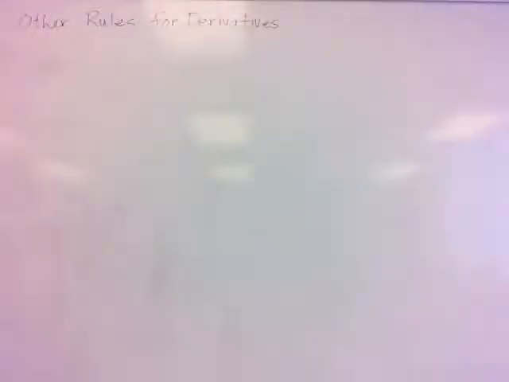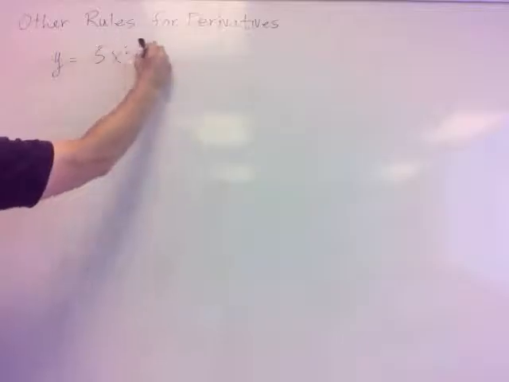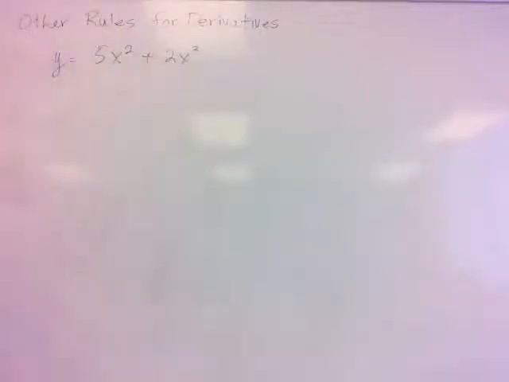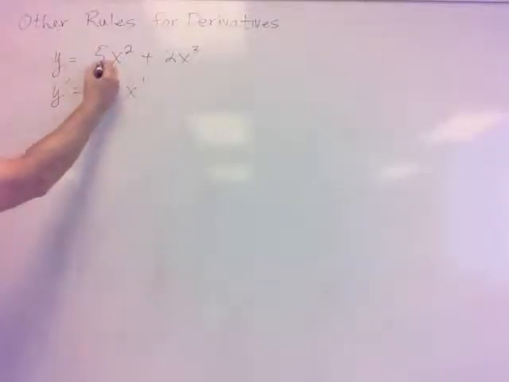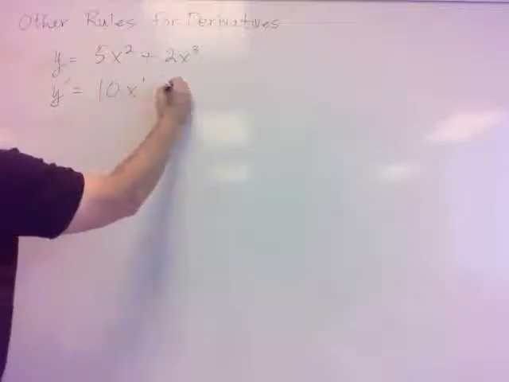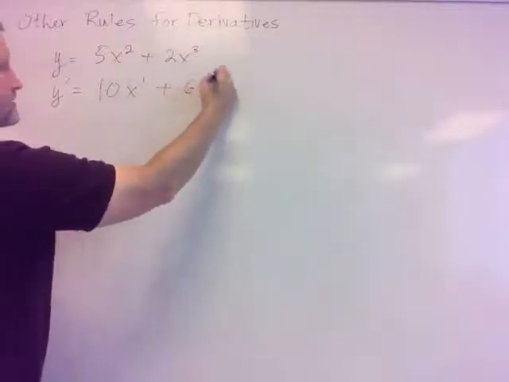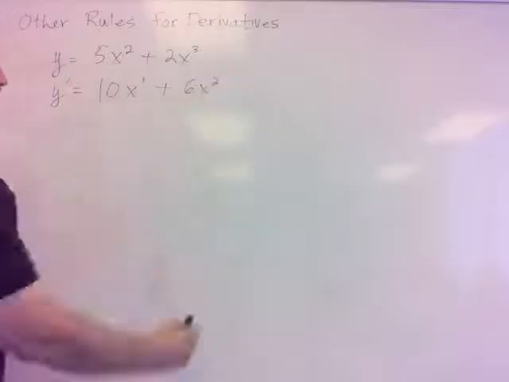Last time we talked about the sum and difference rule. If I have y equals 5x squared plus 2x cubed, nicely we have the sum rule there. What's going to be the derivative? Well, it's 10x to the first, because I bring down the power, so it'll be 5 times 2, and then subtract 1 from the power. This one will be 6x squared, right?